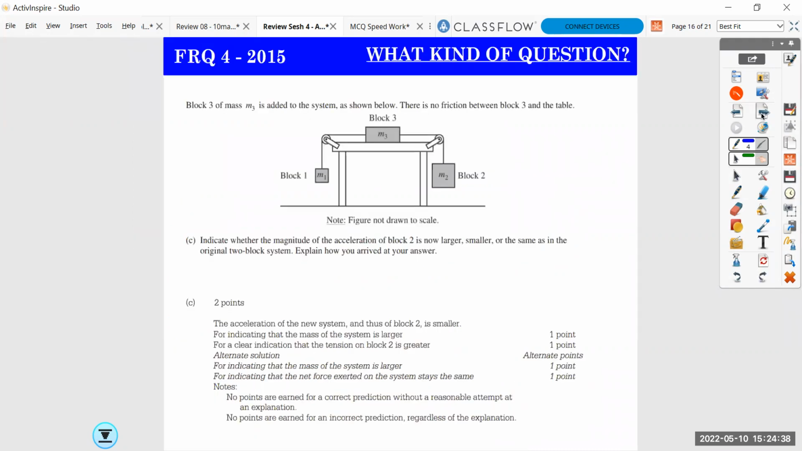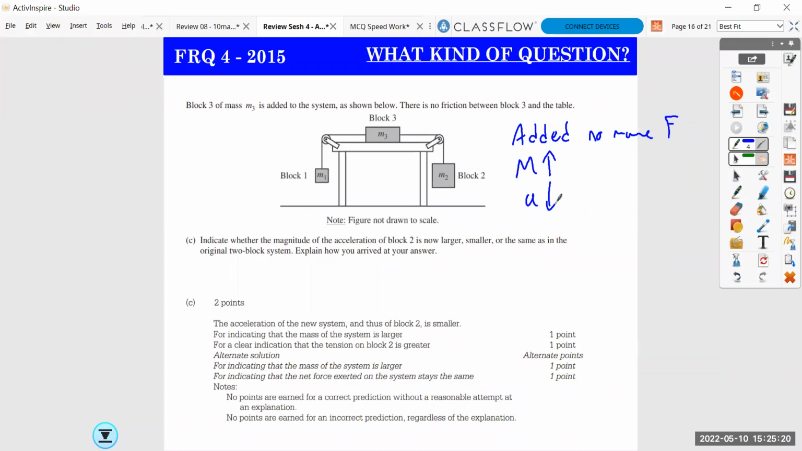Last but not least, we now insert a third block into the system, and we ask what happens to the acceleration of block 2? Well, we haven't actually added more force, right? It's still just gravity on 1 and 2 that's moving the system. However, what have we done to the total mass of the system? We've increased it. So there's no extra force, but we've increased the mass. Well, in my book, if the force stays the same and the mass goes up, that means the acceleration is going to go down.